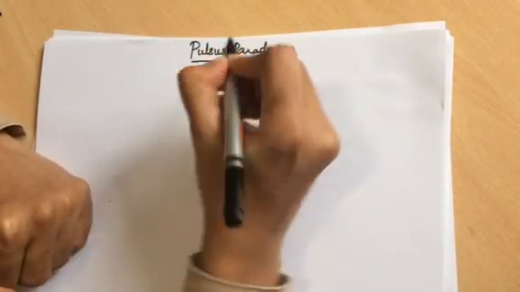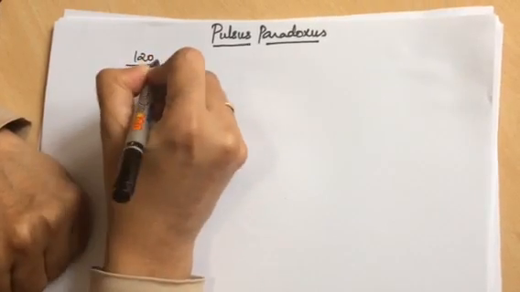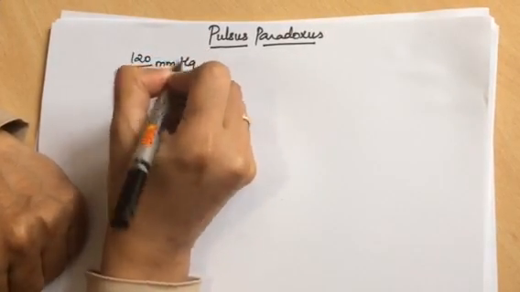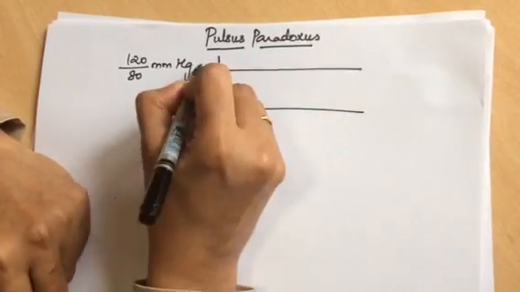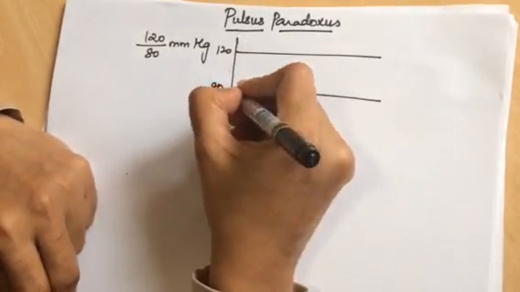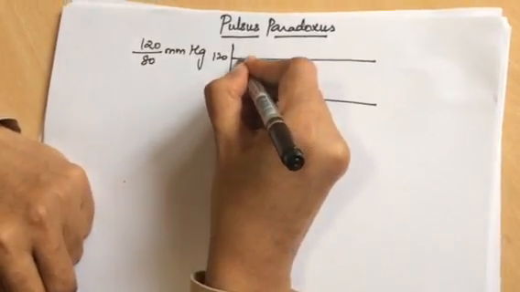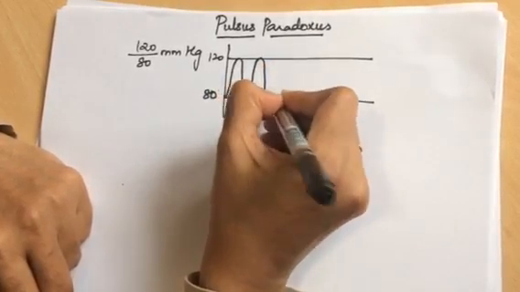Let us discuss about Pulsus paradoxus. The normal blood pressure in an adult ranges about 120 by 80 millimeter of mercury, whereby 120 signifies the systolic blood pressure and 80 the diastolic blood pressure. So during every cardiac output, the pattern of the blood pressure is like this.